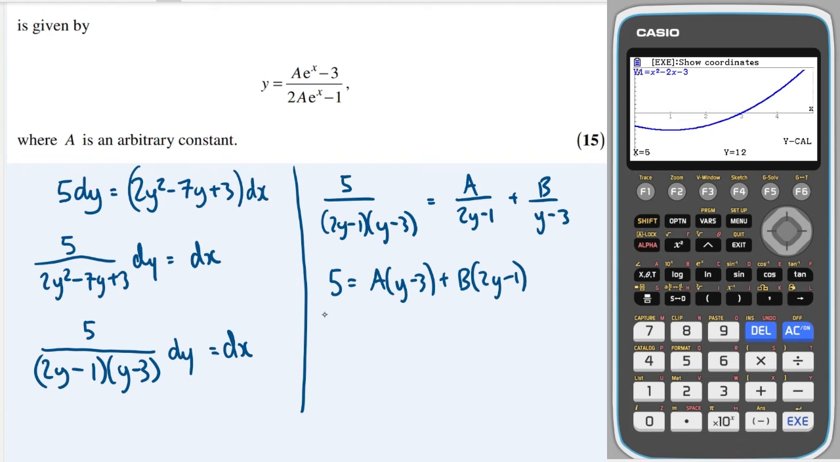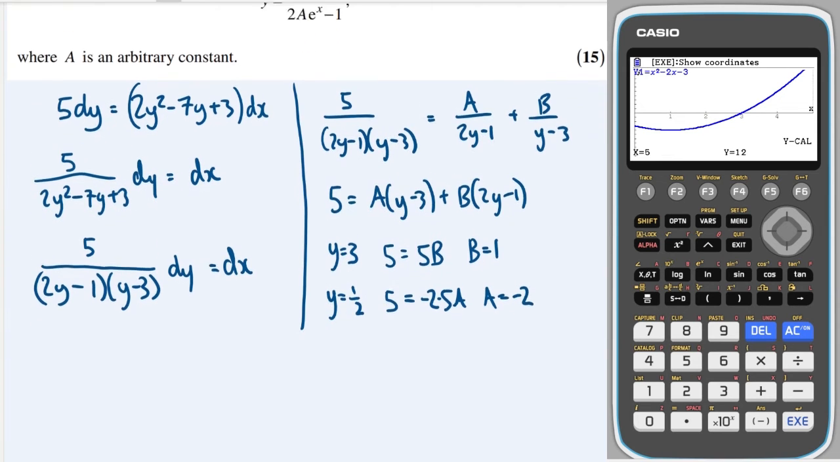Let's sub in y equals 3, and this will give me 5 is equal to 5b. That's nice and neat, so b equals 1. Great, and then let's sub in y is equal to a half, and this will give me 5 is equal to minus 2.5a, which will give me that a is equal to minus 2. Okay, great, that's all neat and tidy.